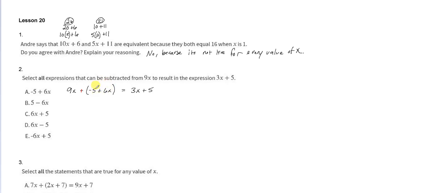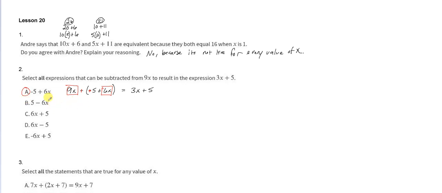Well, if you make the entire group its opposite, this would become a positive 5, and this would become a negative 6. And when you do that, and you combine the terms that are like here, which are 9x and negative 6x, you get 3x, and then a 5 left over. So I do like part A.